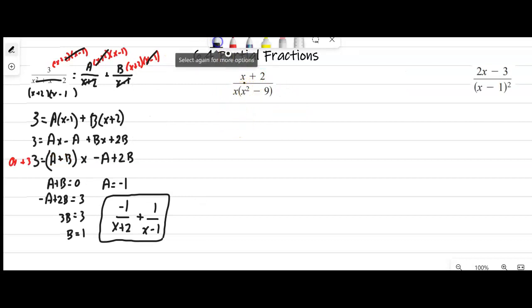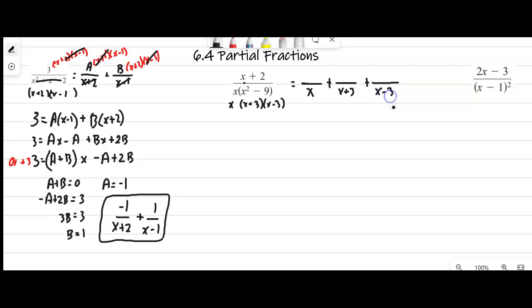All right, let's go at this again. Take a look at this one. Factor your denominator. And then, again, you're going to set it equal to fractions that include each one of your denominators. X plus 3, x minus 3.